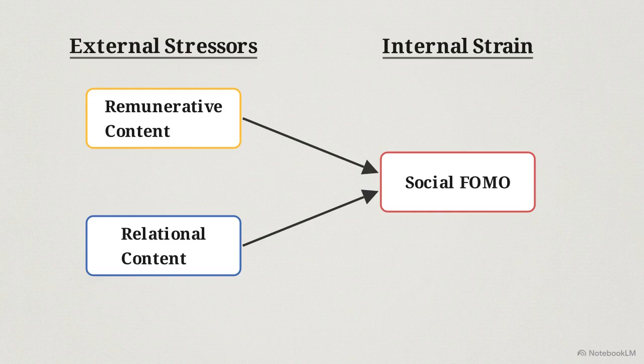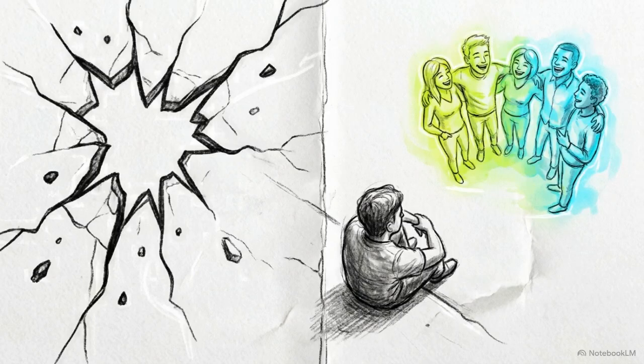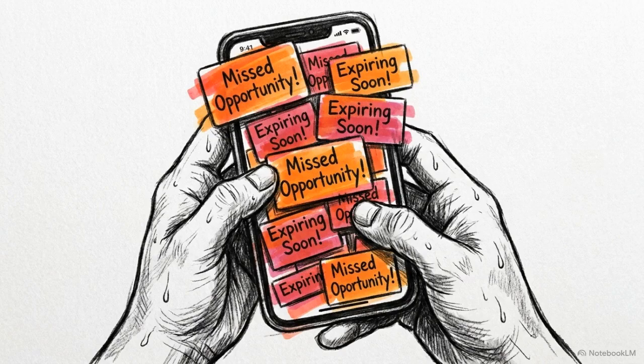The study confirms the strength of these triggers. Remunerative content drives social FOMO with a coefficient of 0.278, and relational content follows closely at 0.259. While the statistical strength is similar, the psychological mechanisms differ. Remunerative content creates anxiety over missing out on time-limited financial rewards. Relational content amplifies a user's fear of social exclusion from a community. Whether a brand relies on aggressive discounts or narrative storytelling, the underlying tactic mathematically provokes user anxiety.